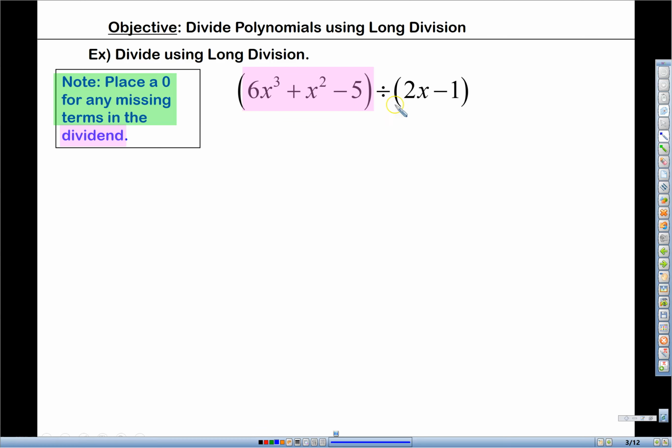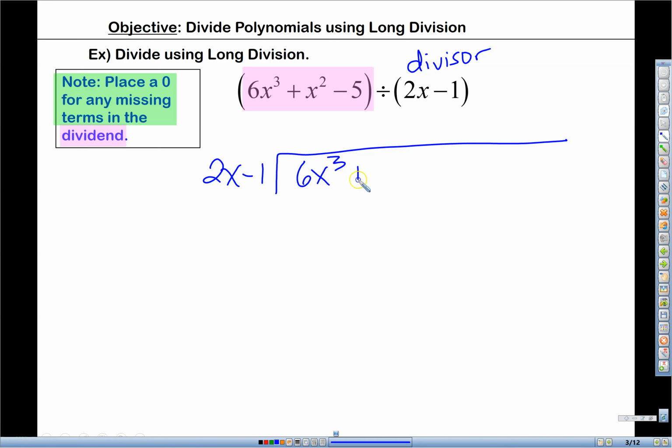So when we set up this problem, the 2x minus 1 is our divisor, and that is what we're going to put out here. And as I said, the first expression is our dividend. So I would write this here. I have a 6x cubed, and then a plus x squared. If you want to, you can put a 1 there if that's helpful. Notice I have no x term, which would normally be the next type of term. So I'm going to put a plus 0x to hold the place for all of the x terms that I will get later on. And then I have my constant term at the end of -5.